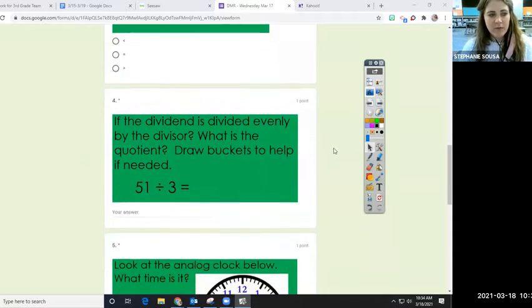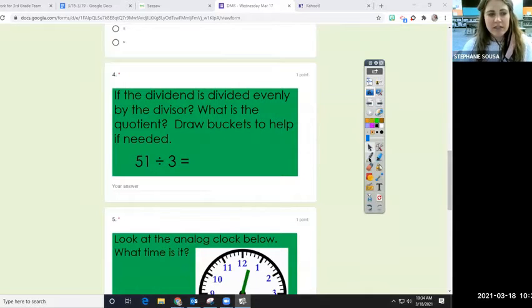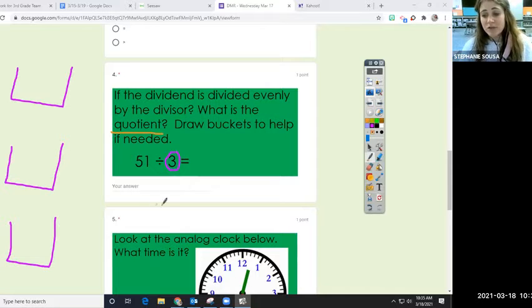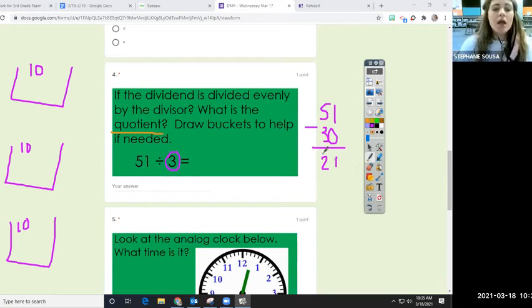Let's take a look down here. We have a dividend. If the dividend is divided evenly by the divisor, what is the quotient? Draw buckets to help if needed. I have 3 buckets. I'm going to draw those buckets because 51 divided by 3 is not something that I can do in my head. But I can count by tens in my head. 10, 20, 30. Okay, so I need to get to 51. I've already gotten rid of 30. That leaves me with 21.